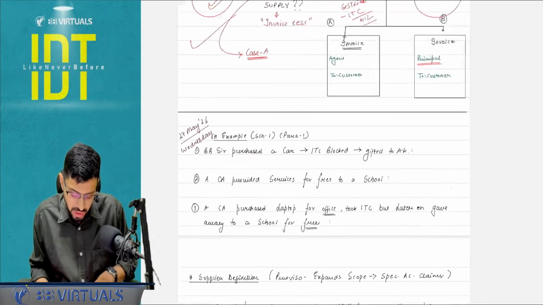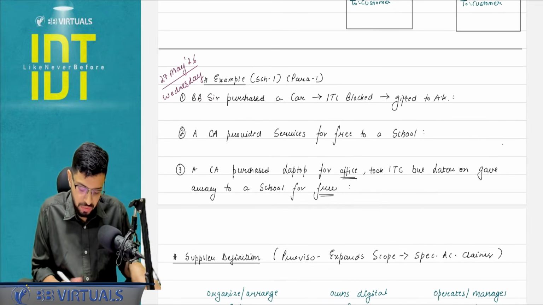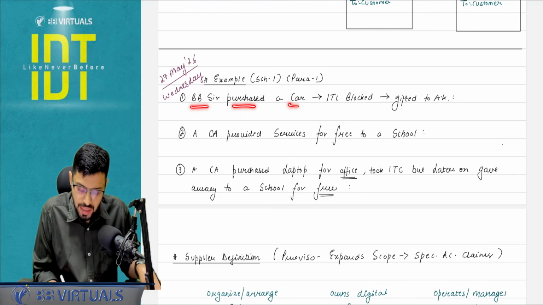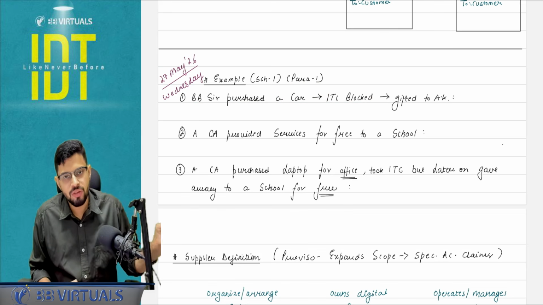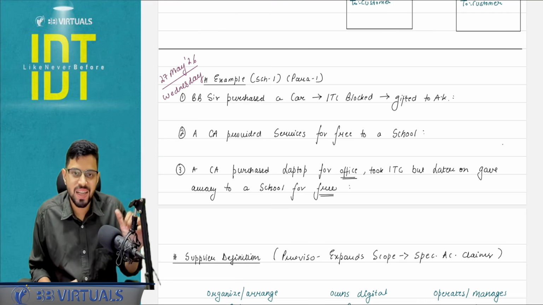Please pay attention, everyone. Schedule number 1, paragraph number 1. Let's say BB sir purchased a car on which ITC is blocked. Now, where is it written that ITC is blocked? It is given in chapter number 7, but you might be knowing it from CA Inter that section number 17.5 on car the ITC is blocked.